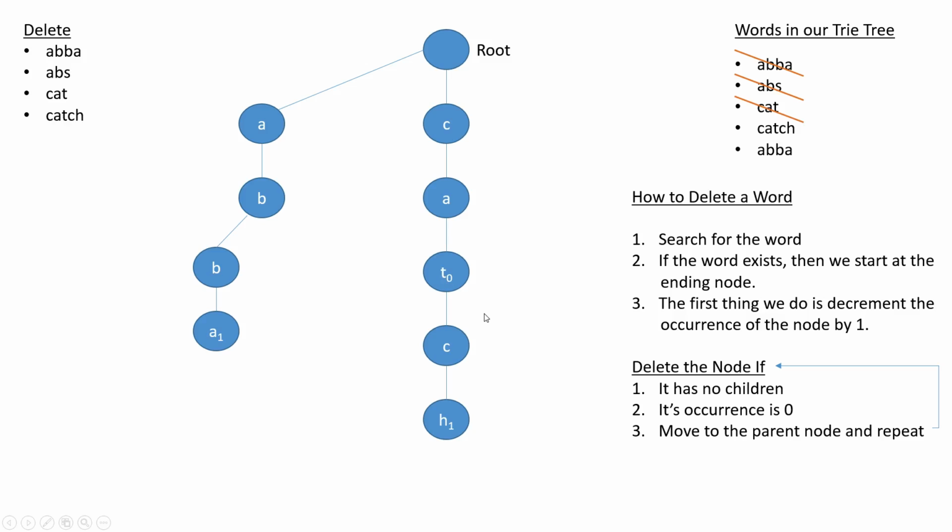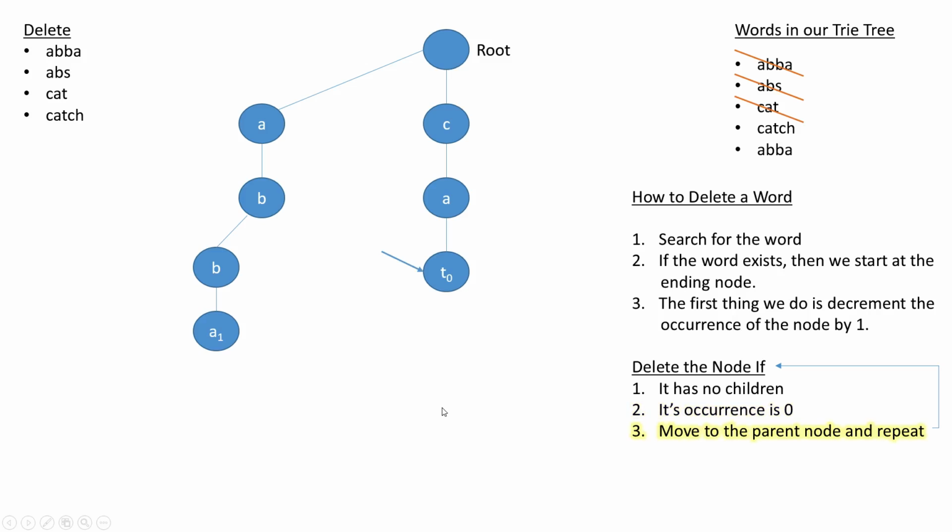Catch. Now we're going to remove catch. Search for it, found it, start at the ending node, decrement it by 1, delete the node if it has no children. It has no children. Its occurrence is 0, so it's gone. We've removed that node. Now we'll move to the parent node and we'll repeat. We'll have to make sure it has no children. Its occurrence is 0. Even though it's not labeled, all these that aren't labeled, the occurrence is all 0. So since its occurrence is 0, we will remove it.